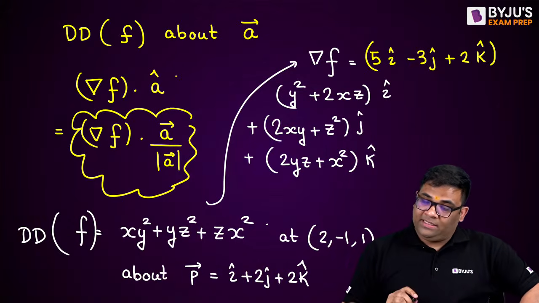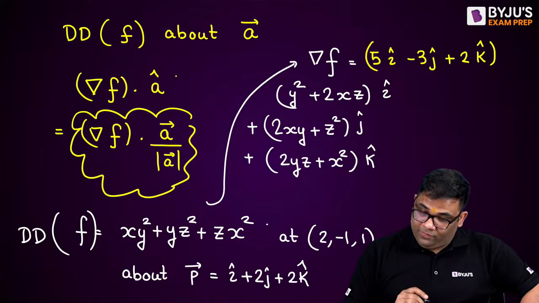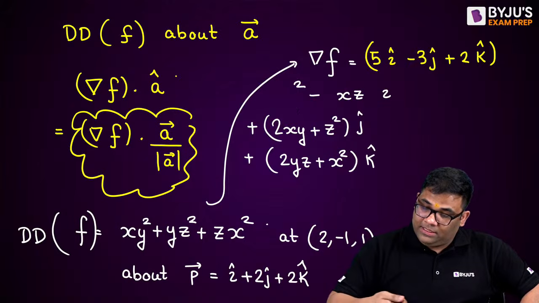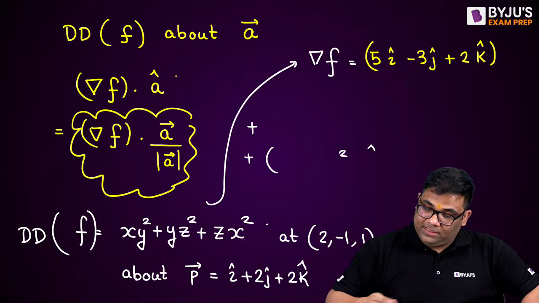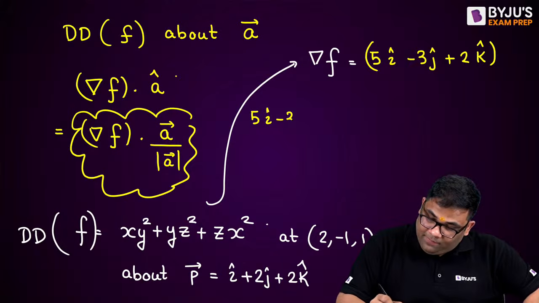Grad of f, everybody is getting this? First find out grad of f. Yes, this is the grad of f you are getting? Then I will do this. 5 i cap minus 3 j cap plus 2 k cap.